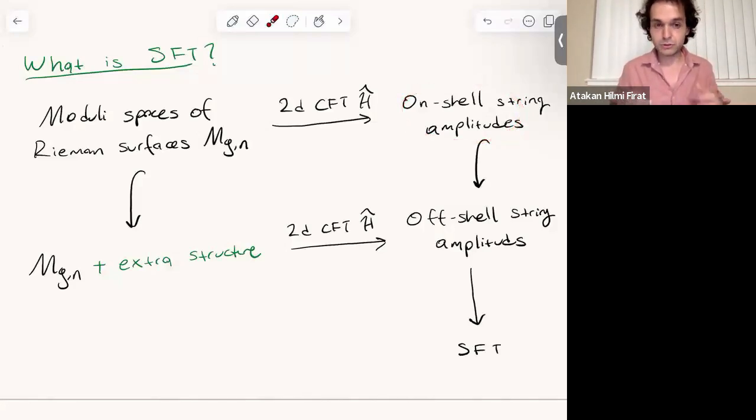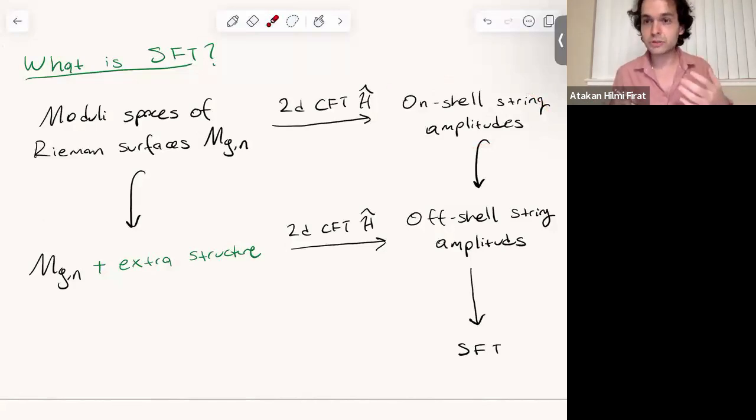The whole prescription of the on-shell string amplitudes is that you take some moduli space of Riemann surfaces, which I will call M_{g,n}. Then you integrate over CFT correlators determined by some 2D CFT with bc ghosts and the matter sector. I'm going to talk about bosonic strings, so c equals 26 for the matter. Then you generate the on-shell string amplitudes. That's the usual prescription. What we want to do in string field theory is find a field theory whose on-shell amplitudes will be the same as these ones.